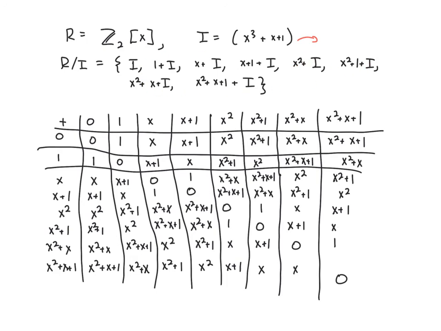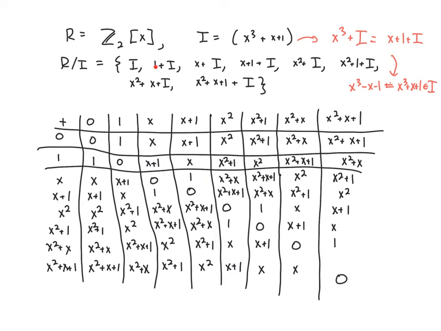You notice there are no x cubed terms because in this quotient ring, x cubed plus I is equal to x plus 1 plus I as cosets. Why? Because you have x cubed minus x minus 1, which is actually equal to x cubed plus x plus 1, because you're working mod 2, is an element of I.